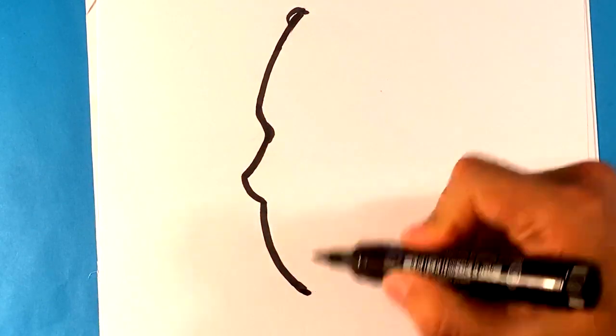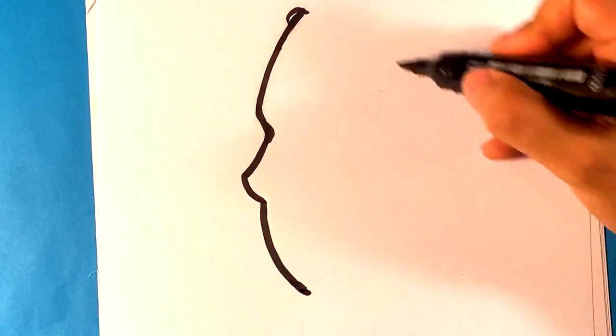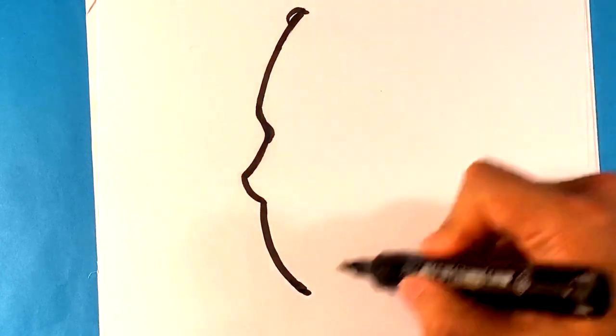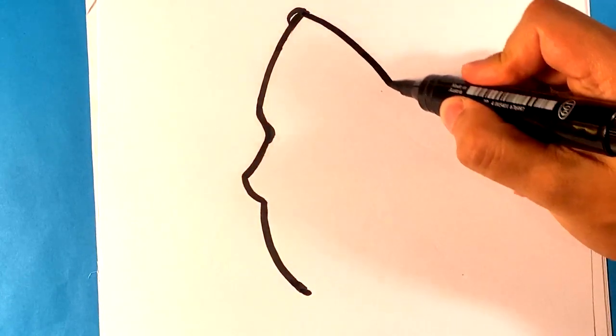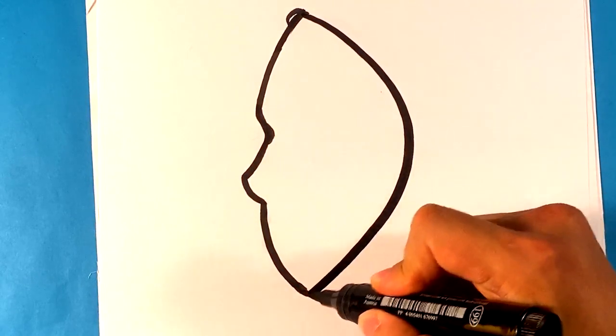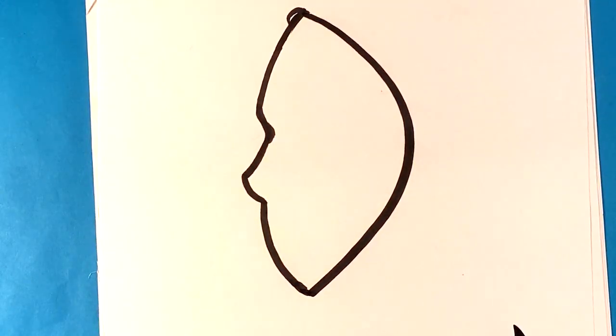All right. Pulling up. Now what I'm going to do is throw a curved line from here to here, and give it that curved shape.